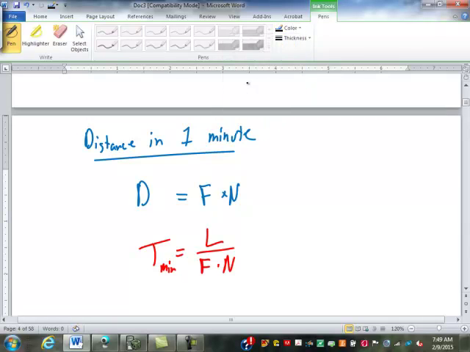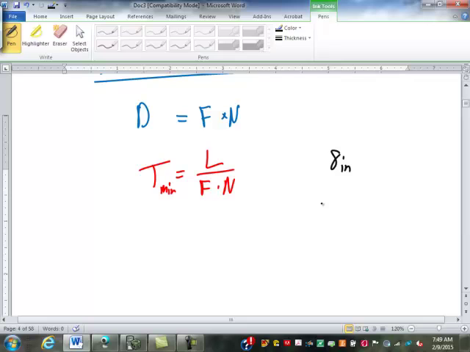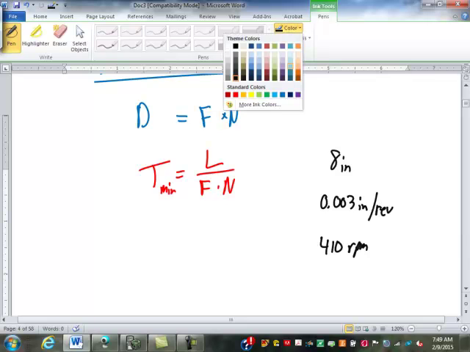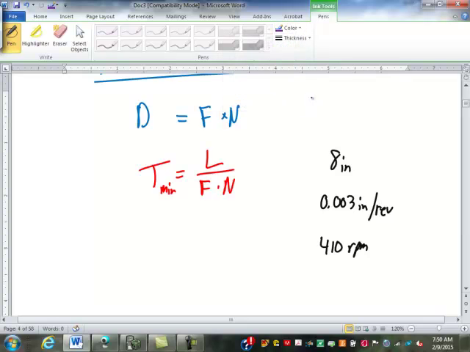So let's say that we are making an 8-inch cut across there. And we're going on a feed rate of 0.03 of an inch per revolution. And we've already figured it out, and we are turning at 410 RPM. So let's figure out how long it's going to take to make this cut.